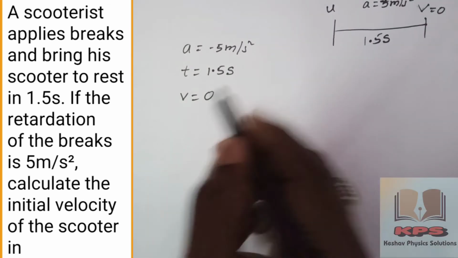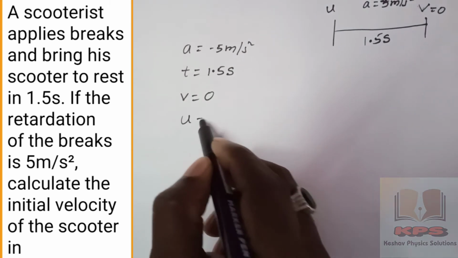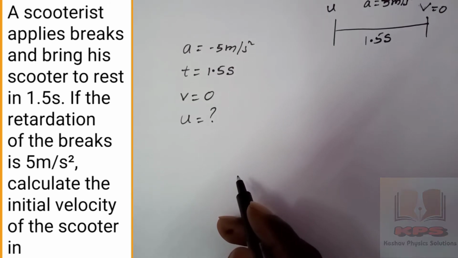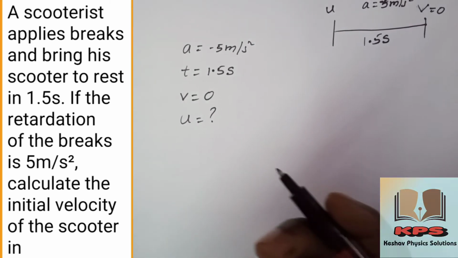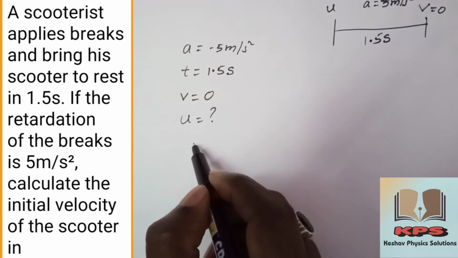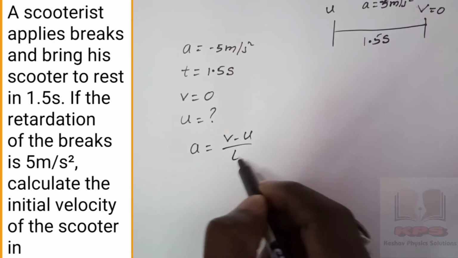Before applying the brakes it maintains some initial velocity, that we have to find. For solving this problem we have to use one of the equations of motion, or else you can take the acceleration formula also: a is equal to v minus u by t, that we can also consider. So I am taking one of the equations, a is equal to v minus u by t.